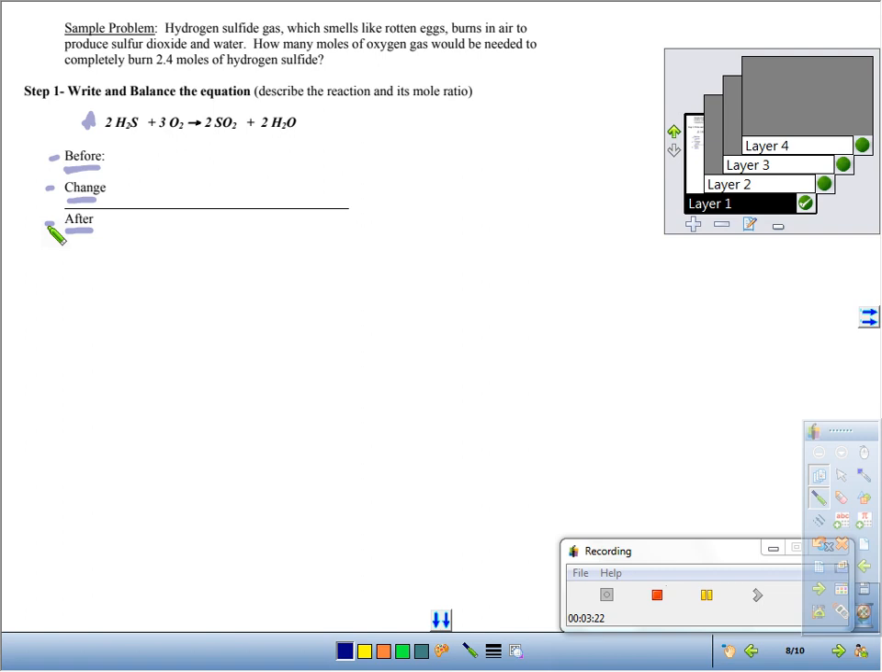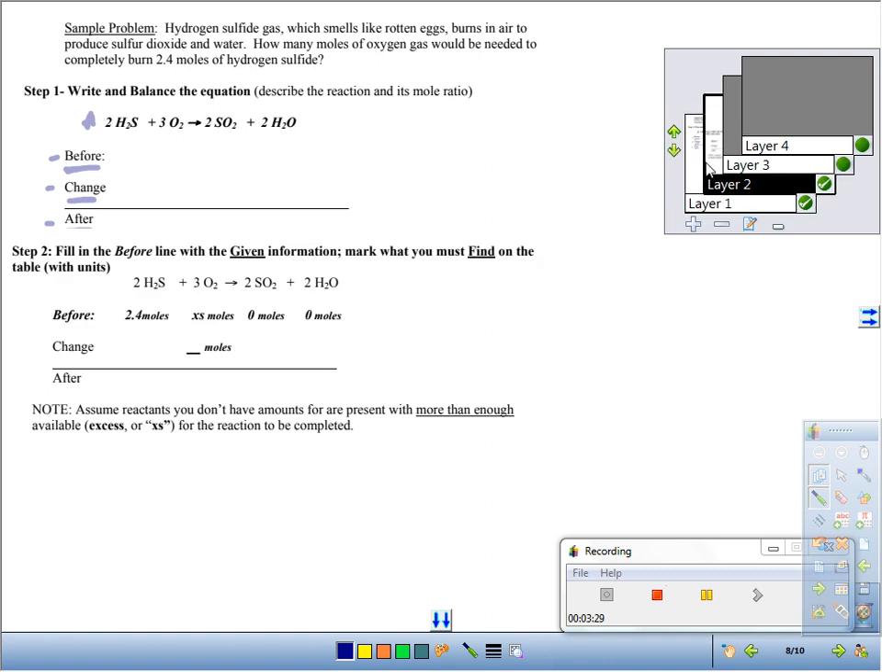Part 2 is we just fill in with what we know initially before we do any calculations. Now if you think about what they did, they just took stuff from the problem and they said, look, before we have 2.4 moles of our H2S. Okay, we have a total excess of O2. Nothing's happened yet, so there is 0 SO2 and 0 H2O. Nothing's reacted. Now, we know that some change is going to occur.